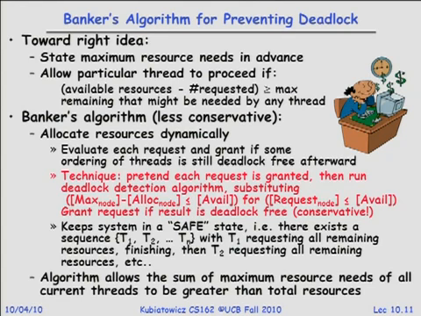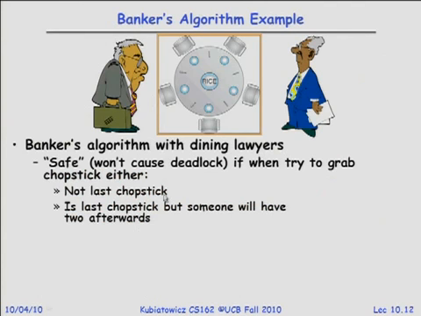If you look specifically here, this idea that I ask for one chopstick, as long as it's not the last chopstick, I'm okay, or if it is the last chopstick, well, somebody will have 2 afterwards. You can see that the number 2, which is the max for these threads, is actually working its way into this decision. The number 2 is basically the fact that somebody has 2 chopsticks, that's their max, therefore they're finishable. So that's why we need the max in this algorithm.